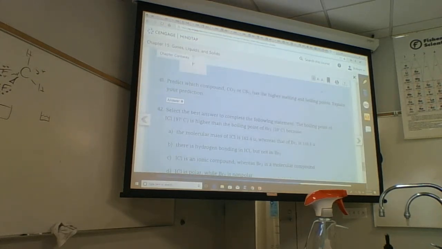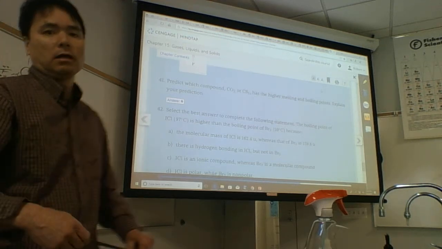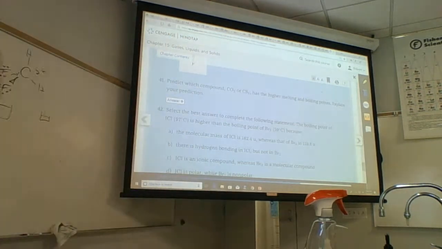41. Predict which compound, CO2 or CS2, has the higher melting point and boiling point. Explain your prediction. Well, the first thing is we draw out the structure. CO2. Is CO2 polar or nonpolar? It's nonpolar.